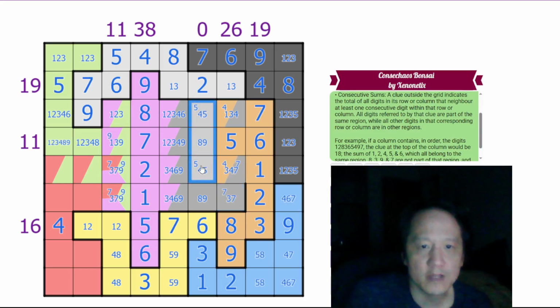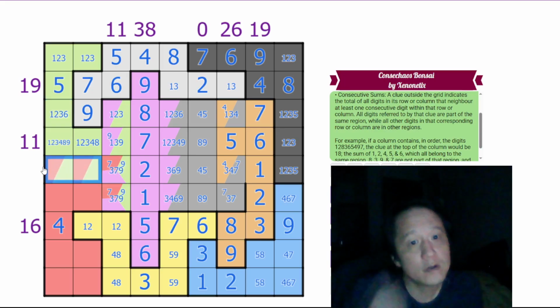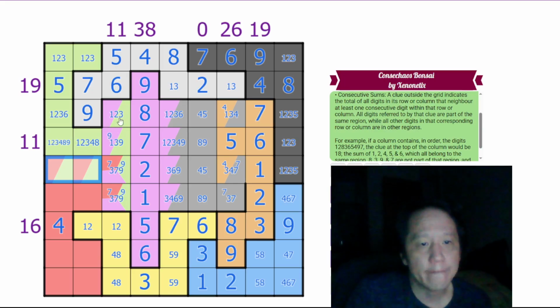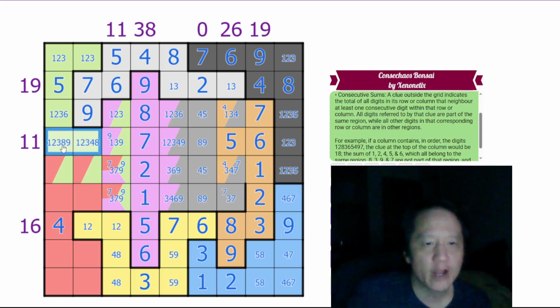We have in the gray region, 4 has to be one of these two digits. We have in the orange region, 4 has to be one of these two digits. And they're both in rows 3 or 5. That eliminates 4 in the rest of rows 3 or 5. So this can't be 4, this can't be 4, this can't be 4, and these can't be 4 anymore either. This can't be 4.